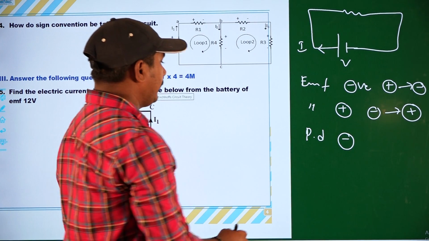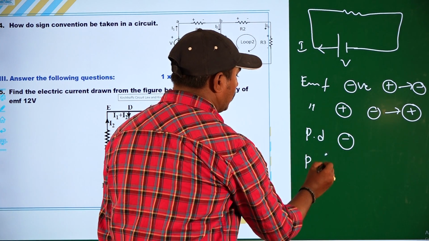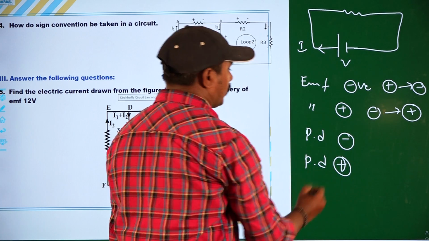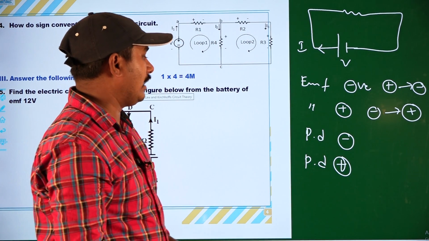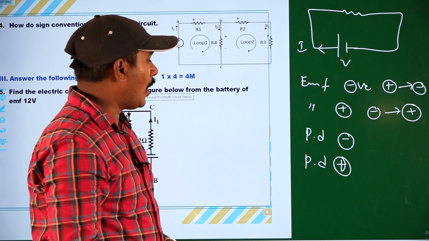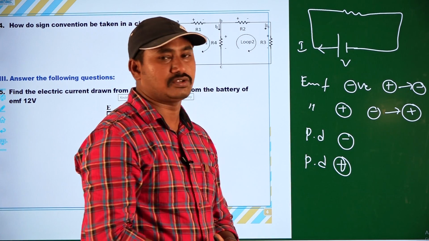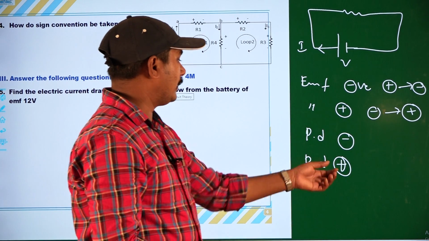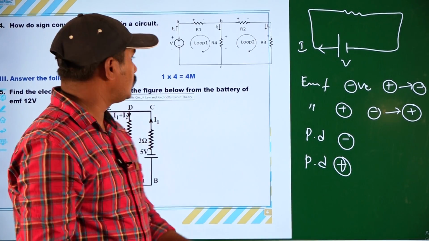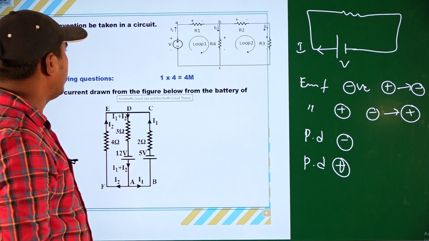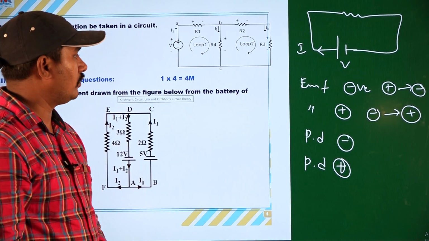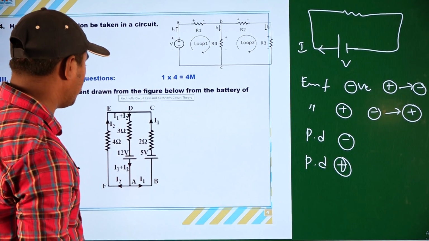And in the same way, the potential difference is positive when you take the values in the opposite direction of the current direction. In that case, the potential difference is positive. So these are all the sign conventions to be followed in a circuit. So this is the answer for question number 4.